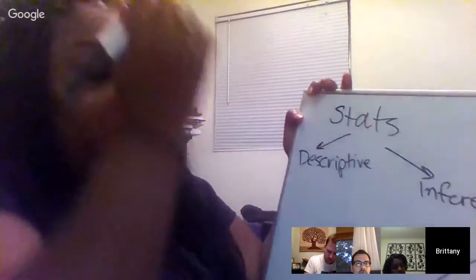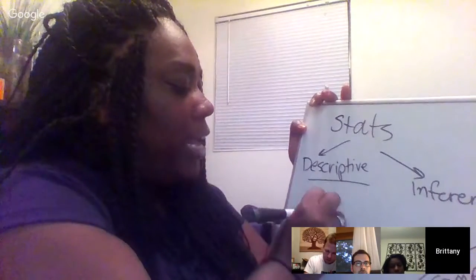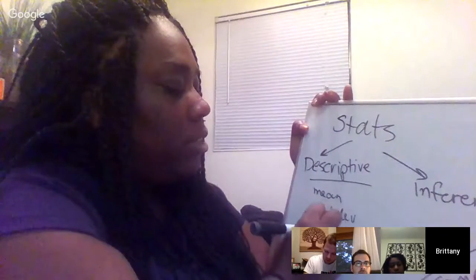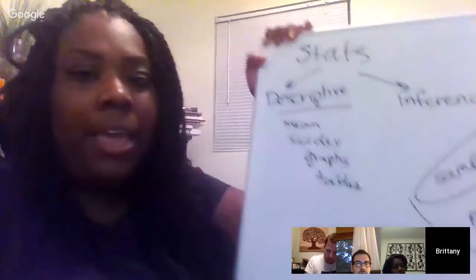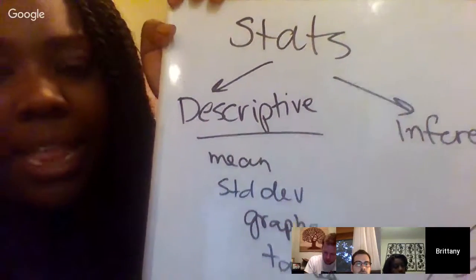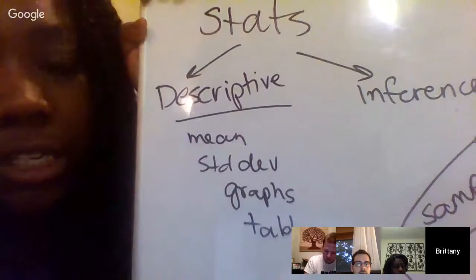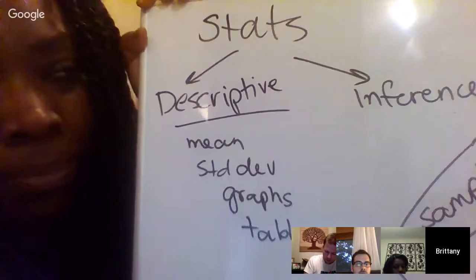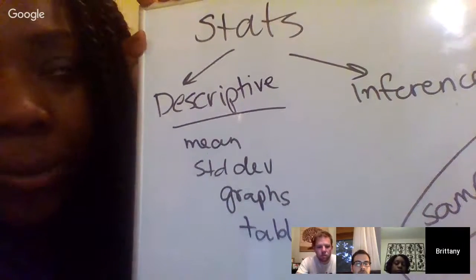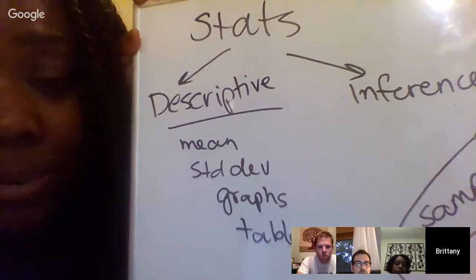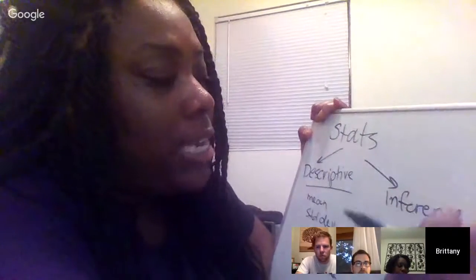Okay, so on the descriptive side, that is finding the mean, finding the standard deviation, drawing graphs, making tables. That's pretty much what we covered in that first weekend of class. Descriptive statistics is your very basic top-level, what is this data telling me? So we find summary statistics like the 5-number summary, the interquartile range, the quartiles, and we draw graphs. That's descriptive statistics.